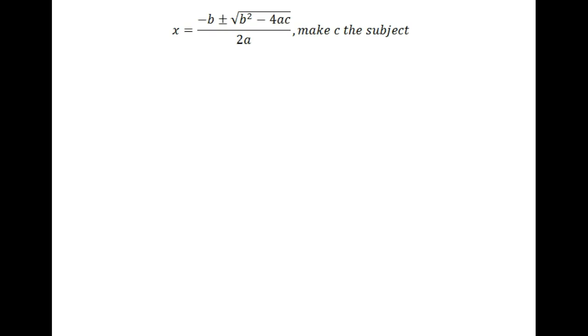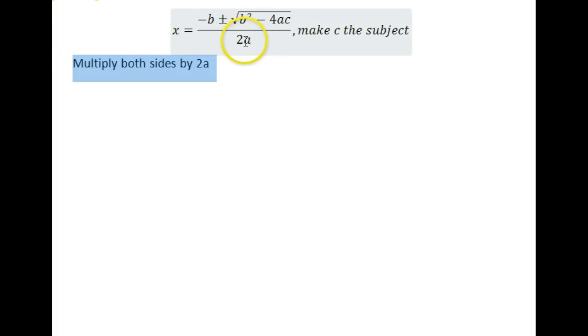What we're being asked to do is take this complex looking formula and make c the subject. Now if we look where c is, it's underneath this square root sign. So our first order of business is to try and get this square root term by itself. Now one of the things we do first is to get rid of the divide by 2a. The opposite of divide is to multiply. So we multiply both sides by 2a.